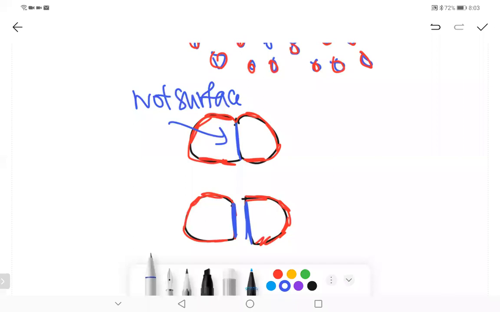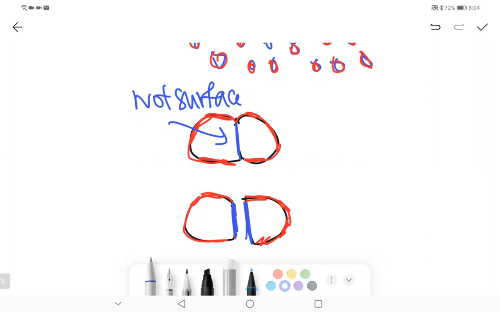But when you cut it smaller, you have more and more area exposed to the outside.